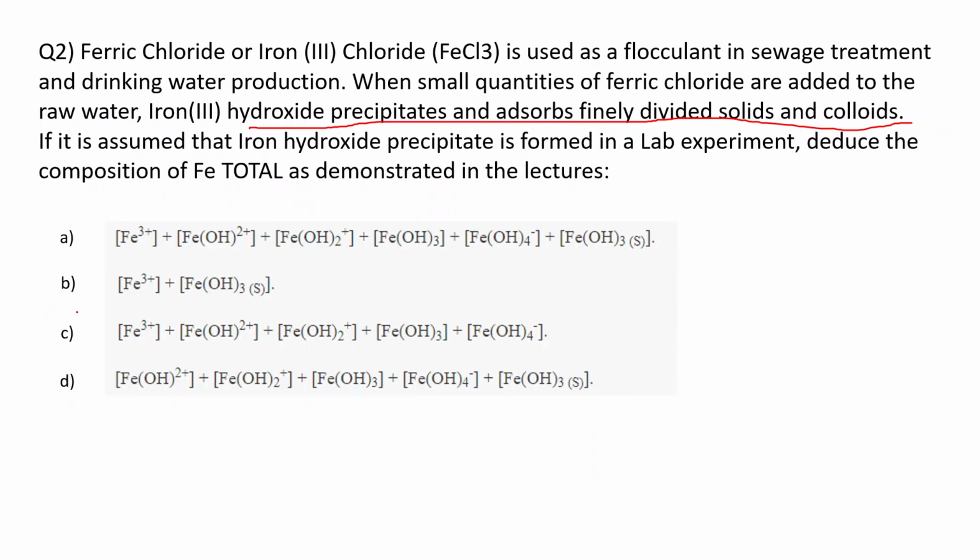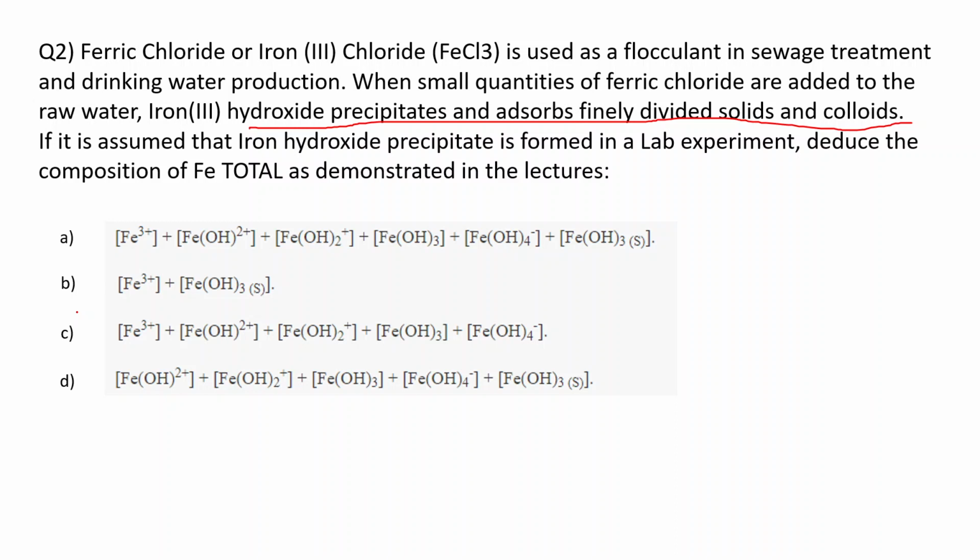Next question is, ferric chloride is used as flocculant. So why are we using ferric chloride? This will form a gelatinous ferric hydroxide which precipitates, and in the same process it attracts small finely divided colloidal solids because of the gelatinous structure, and in the process of settling, these solids will also settle with sodium hydroxide.